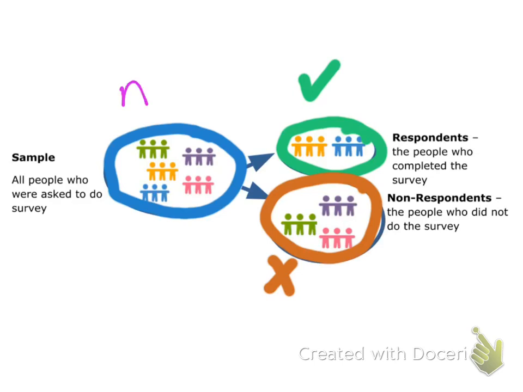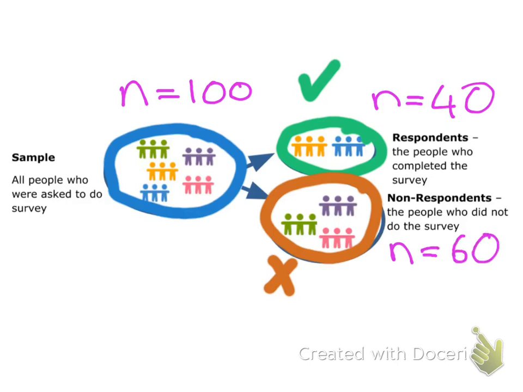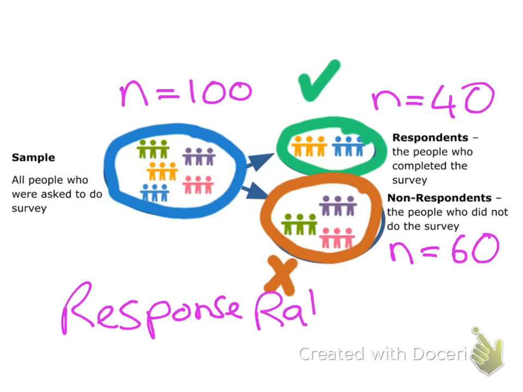So I might start off with, say, 100 people that I ask, could you do the survey for me? Take a few moments to answer some questions for me. And from those 100 students that I asked about the cafeteria food, I might find that 40 of those said, sure, I'll answer some questions. And then equally, I had 60 odd students that said, no, sorry, not interested, don't have the time. So for this particular survey, my response rate is 40 out of 100.